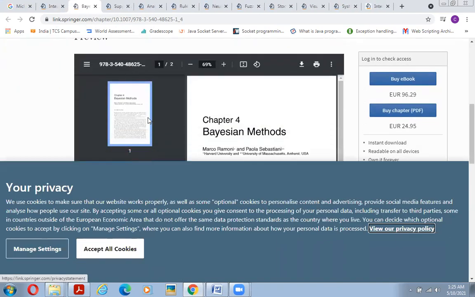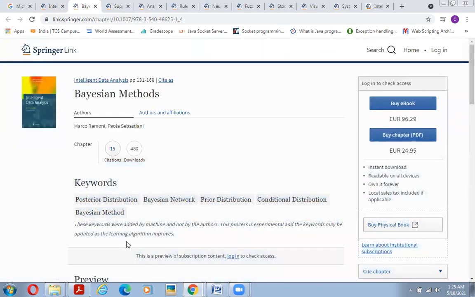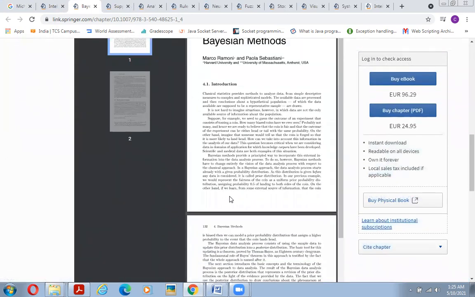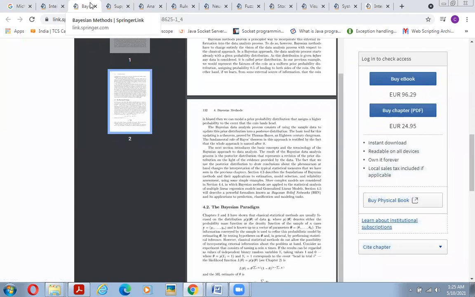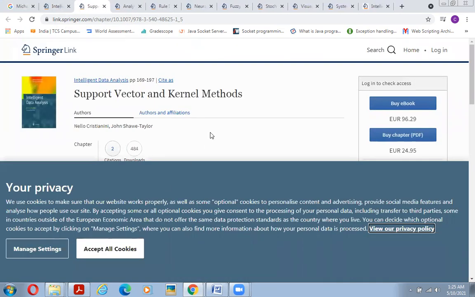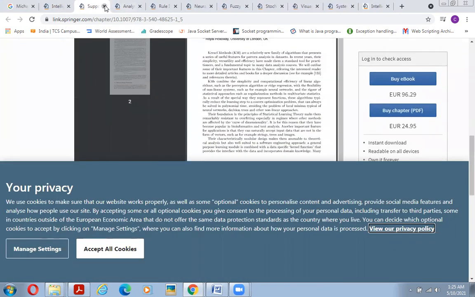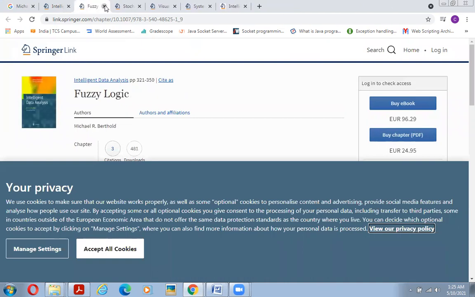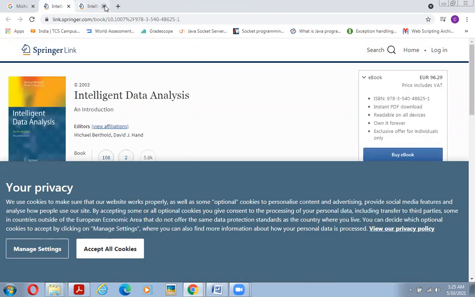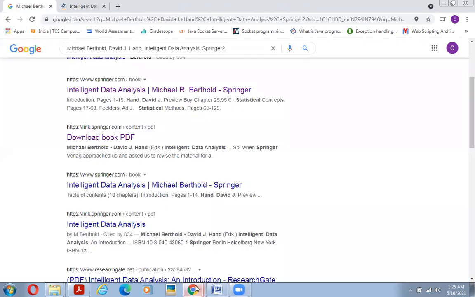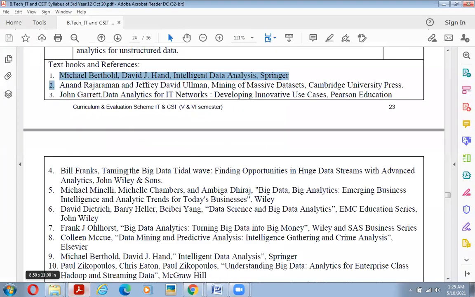Then we have Bayesian methods, a two-page section. Then we have support vector and kernel methods. Many methods in this book are part and parcel of our subject. Then let's move to the introduction of the second book.